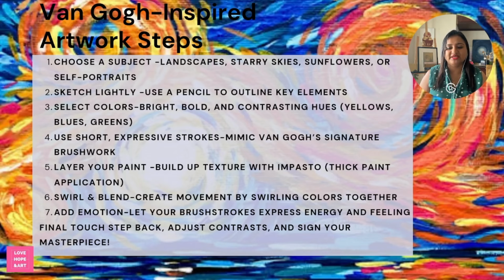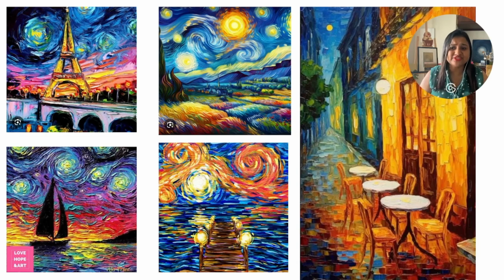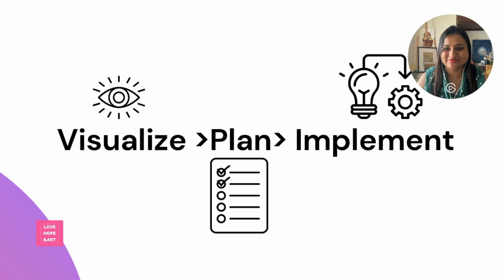Then swirl or blend to create movement by swirling colors together. You can add emotion, let your brushstrokes express energy and feeling. Now the final step, take a step back, adjust the contrast and sign your final masterpiece. Now, these are a few reference images that you can use to create your very own Van Gogh inspired artwork. I've shared all of these resources and I'll be sharing these steps in the resource section. So do go have a look and create your masterpiece. So visualize what you want to do, plan how you're going to do it, and implement and create your masterpiece.